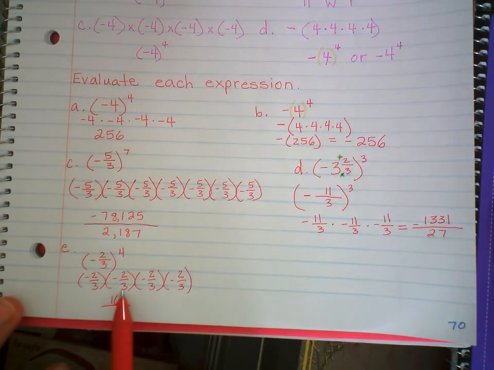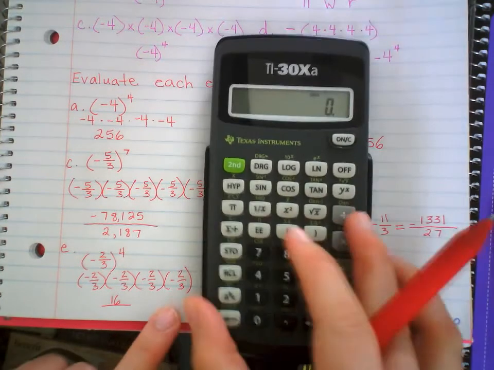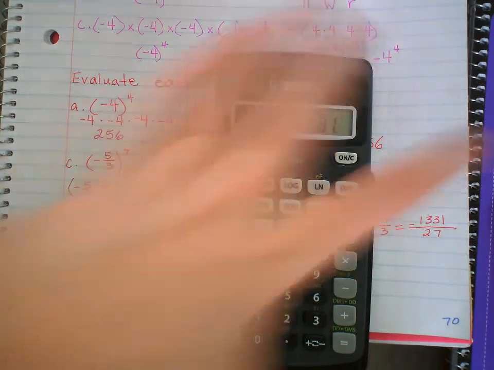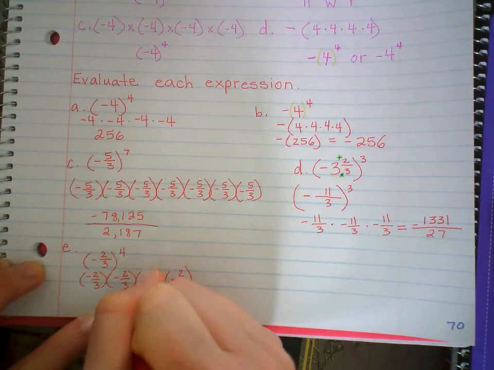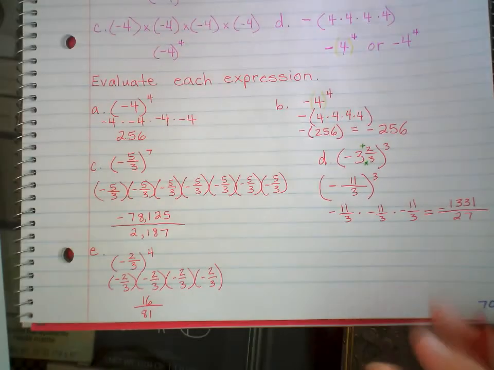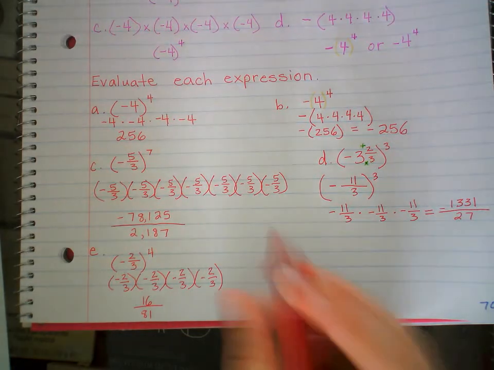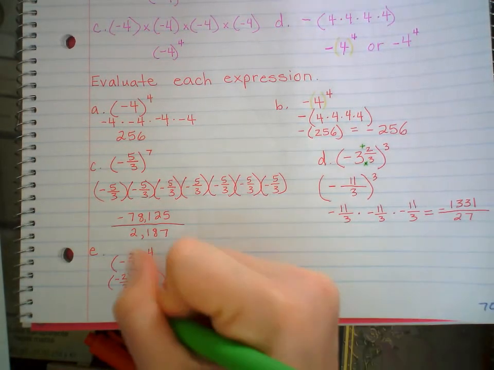3 times 3 is 9. Times 3 is 27, times 3 is 81 maybe? Let's check. So 3 to the 4th power, yep, 81. So that answers 16 over 81, which is super fun because next week we're getting into square roots. And just a little sneak preview, so this is the answer.